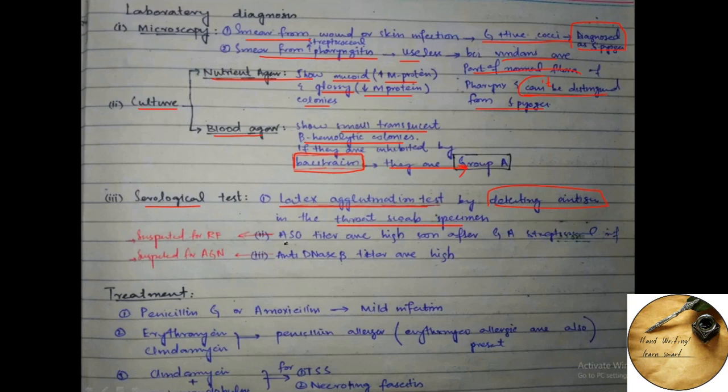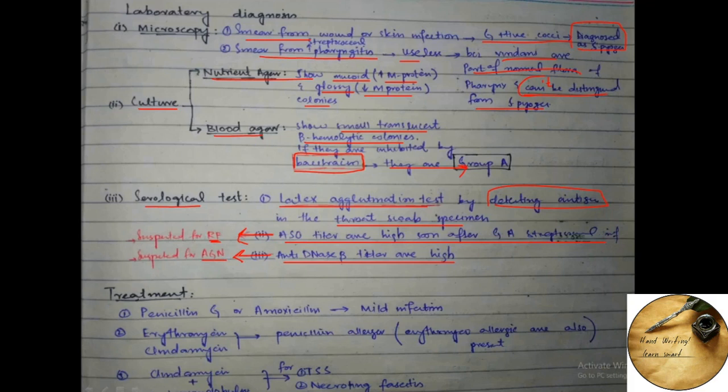Anti-streptolysin O titers are high soon after group A streptococcal infection. If this is high, that person can be suspected for rheumatic fever. Anti-DNase B titers are high, and if these are high, the patient can be suspected for acute glomerulonephritis.